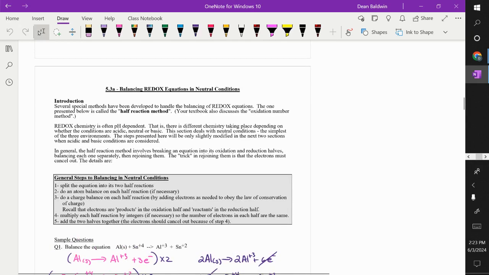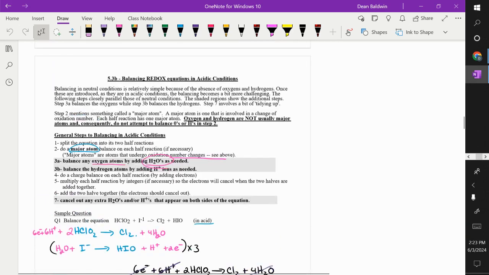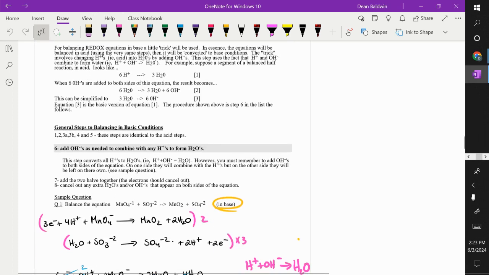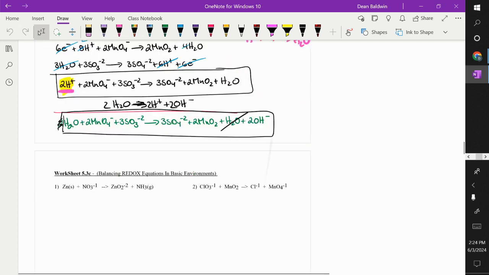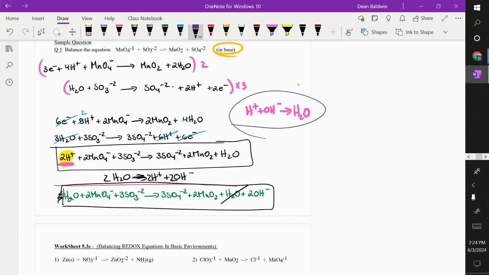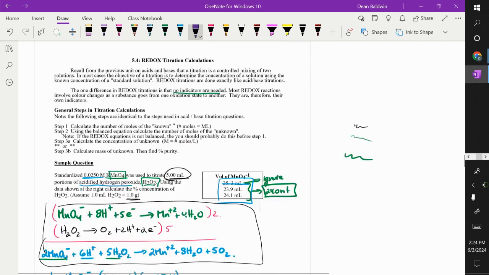Number 3 was all about balancing. There was 3 parts to that in neutral conditions. I'm not asking you neutral conditions. Then we did acidic conditions. And then we did basic conditions, which are really, the reason I'm asking you basic is because you have to do it in acidic. And then the final step is you add the water. You can just add protons to either side. Okay? Cancel things out. All right?